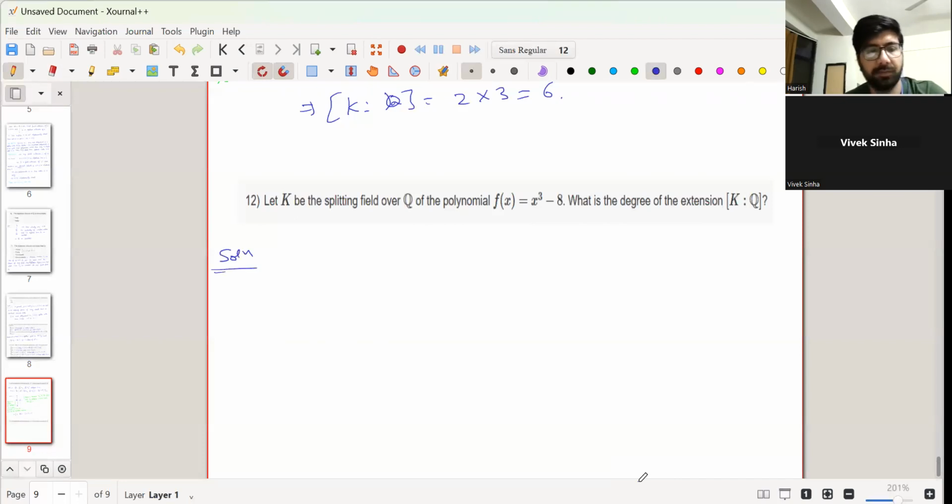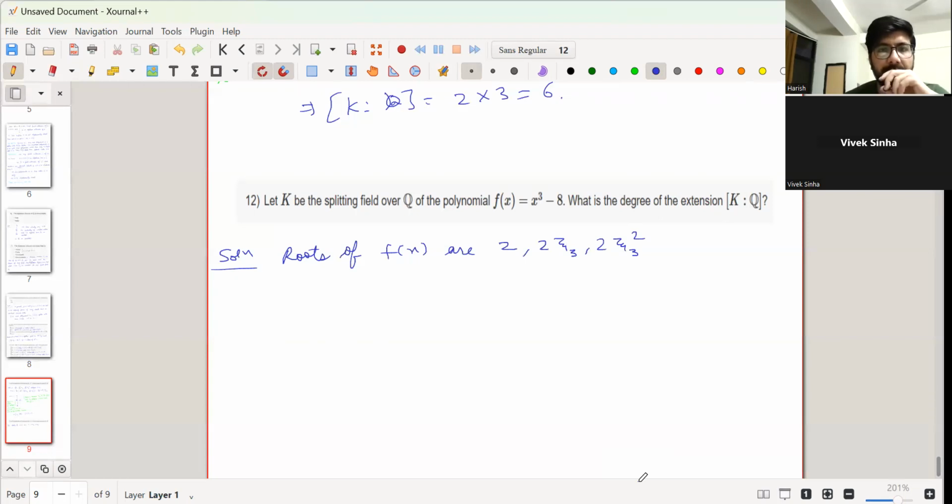The irreducible polynomial x square plus 2x plus 4. Means we are taking the splitting field. So first of all, what are the roots of this polynomial? So first root is clearly 2. Okay, roots of f(x) are 2, then the remaining in complex numbers, 2 zeta 3 and 2 zeta 3 square. But how to find these roots?